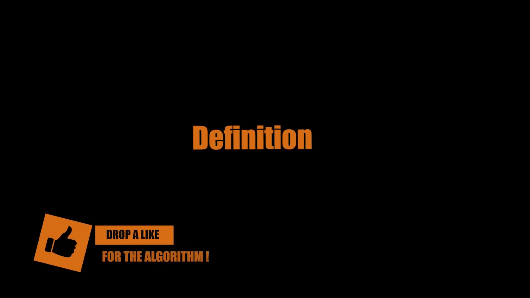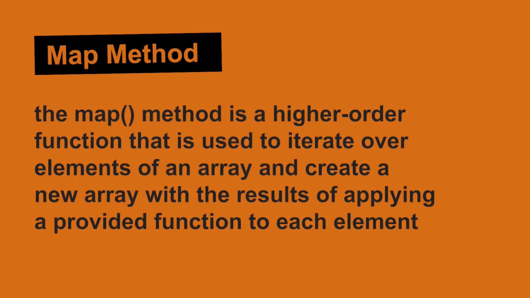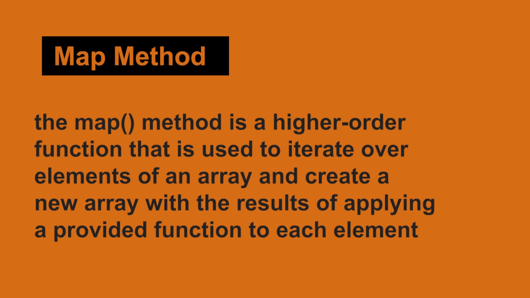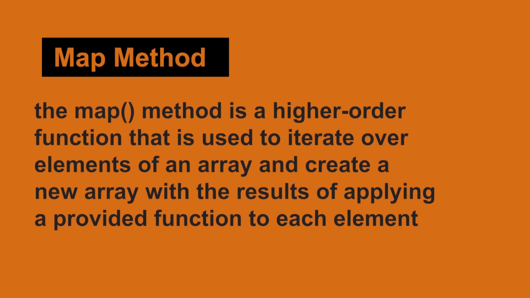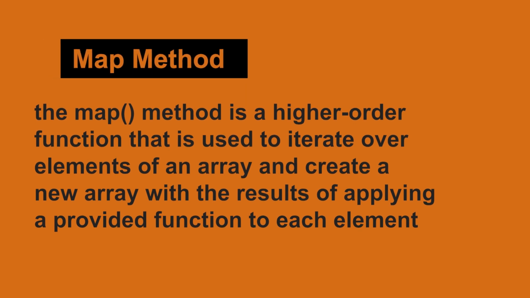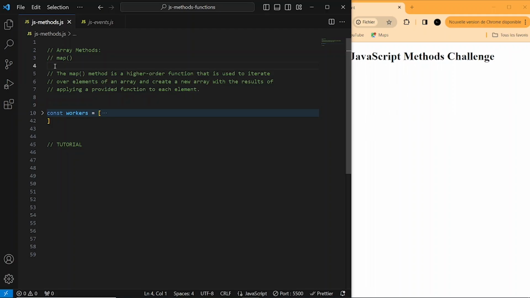Today we are going to be working with the map method. And before we actually start coding, we need to understand the definition of the method we are going to work with. So basically, the map method is a higher order function that is used to iterate over elements of an array and create a new array with the result of applying a provided function to each element.